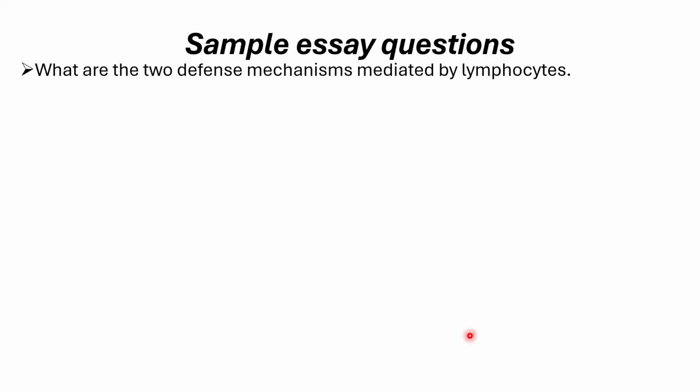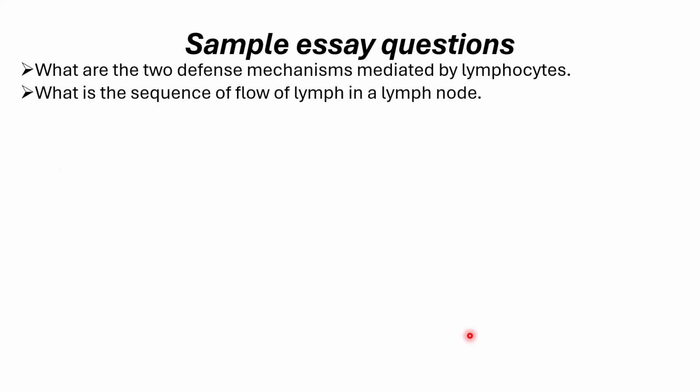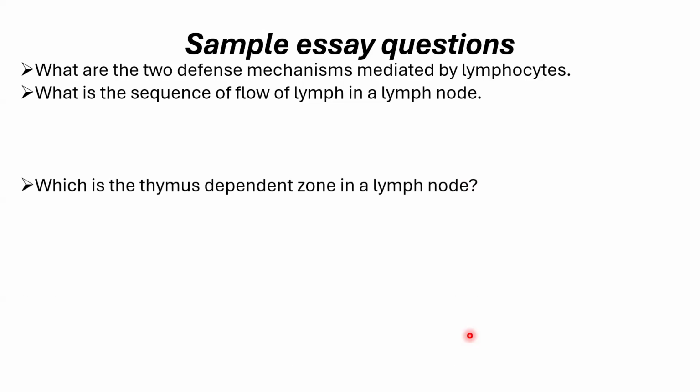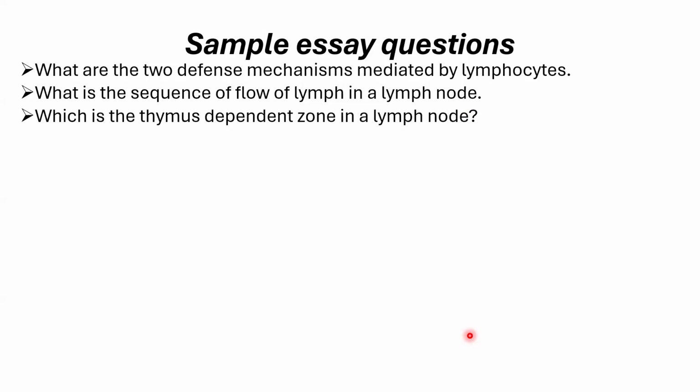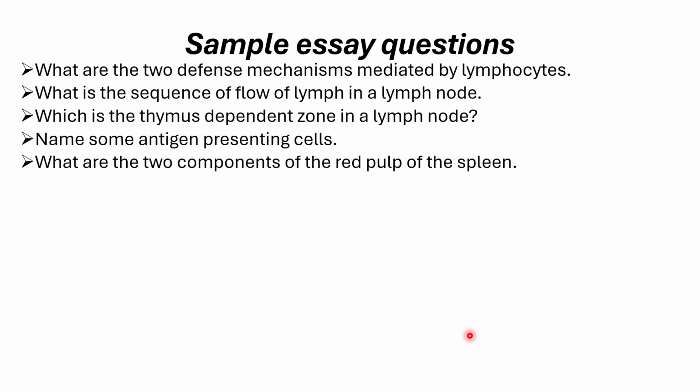So these are a few sample essay questions which you can try in your own time. What are the two defense mechanisms mediated by the lymphocytes? Talk about humoral and cell-mediated. Describe the sequence of flow in a lymph node. We discussed that. What is the thymus dependent area in a lymph node, the paracortex? Why? What are some of the antigen presenting cells? Talk about the dendritic cells, the macrophages. What are those antigen presenting cells? The neutrophils and the rest.